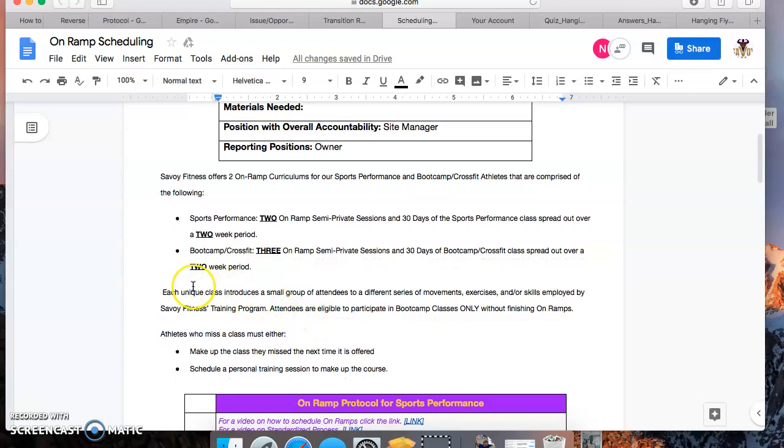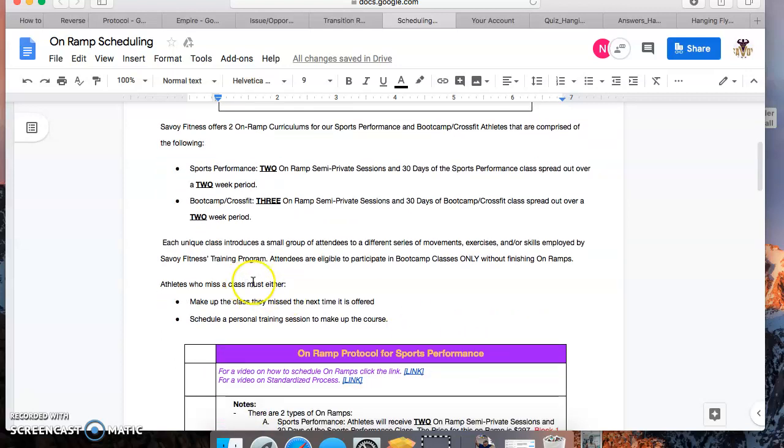So with the on-ramp, each class is unique, has a small group of attendees. We'll go through different movements and exercises and skills that will be implemented in our program on a daily basis. We'll think about it as it's our first date, and I'm taking you to a nice dinner before we go have sex later. That's my acronym for that.